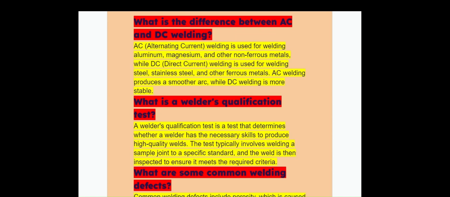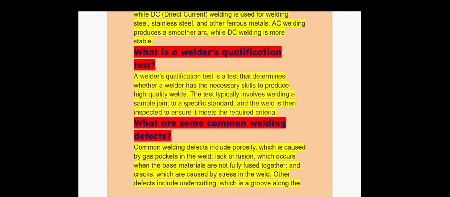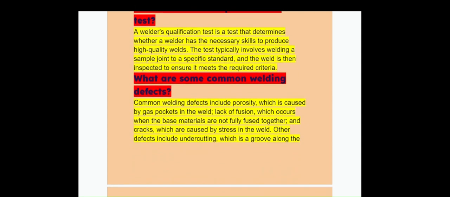What is a welder's qualification test? A welder's qualification test is a test that determines whether a welder has the necessary skills to produce high-quality welds. The test typically involves welding a sample joint to a specific standard, and the weld is then inspected to ensure it meets the required criteria.